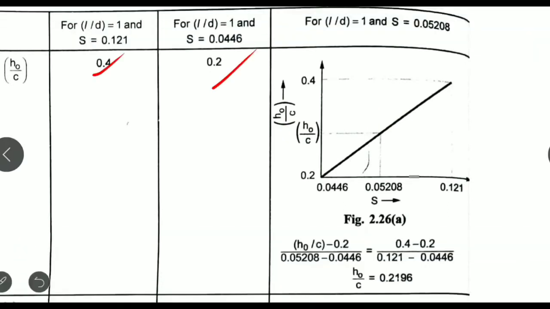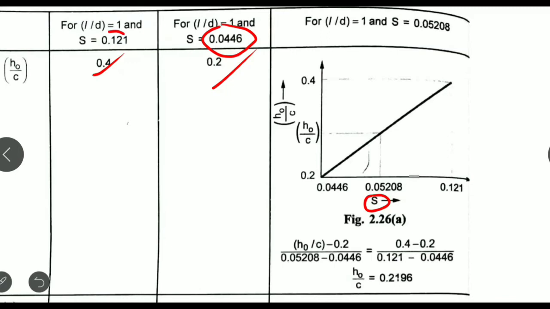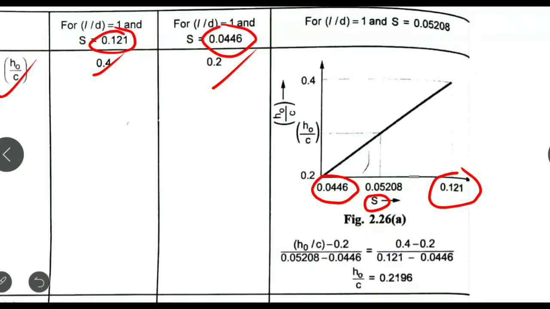So 0.4 and 0.2, correct? That is according to the chart. The chart is given, always remember. Now the known quantity I will always keep on the x-axis. So on the x-axis range we know the lower limit 0.0446 and the upper limit 0.121. Now the parameter I need to calculate is H0 by C, and that range we know, 0.2 to 0.4. So I will write 0.2, 0.4. Of course 0.4 is on the top side, correct?